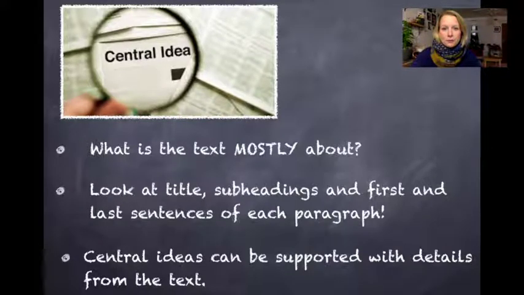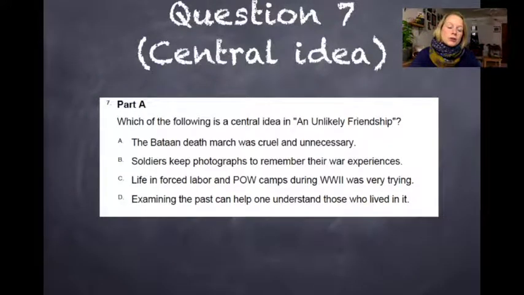In question 7 from the interim, the test makers asked you to identify the central idea. The question was, which of the following is a central idea in An Unlikely Friendship? Looking at the 4 answer choices, you should have chosen answer D. Examining the past can help one understand those who lived in it. This is the central idea because it does not focus on one of the details the grandson finds out about his grandfather, but rather makes a general statement about the whole text.